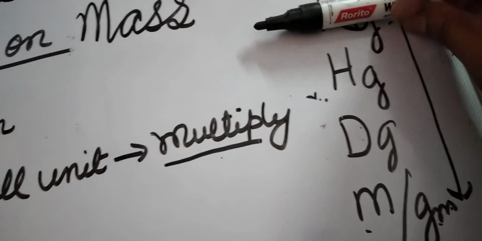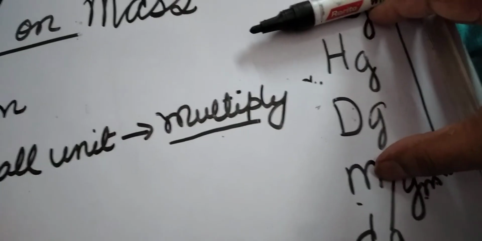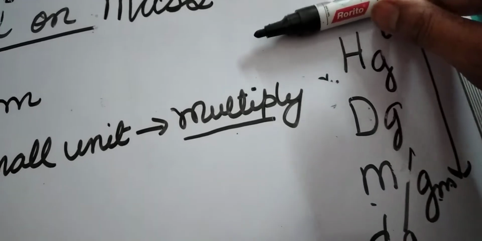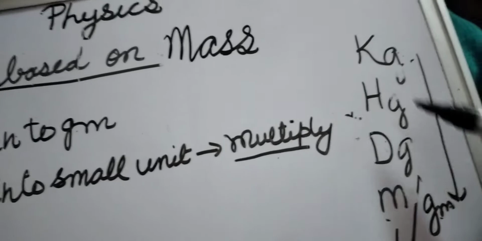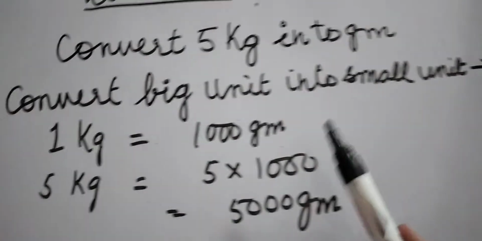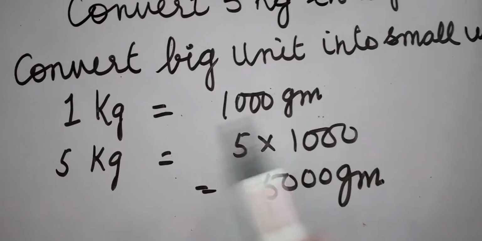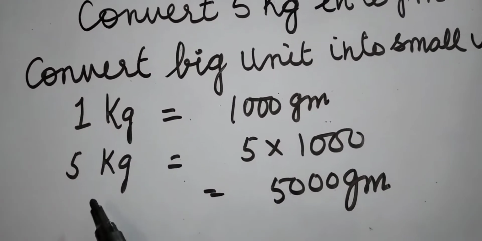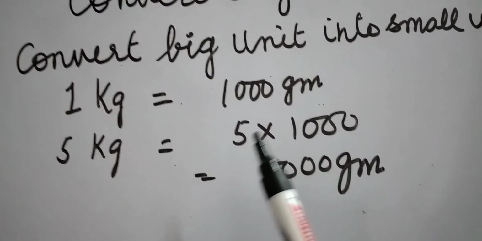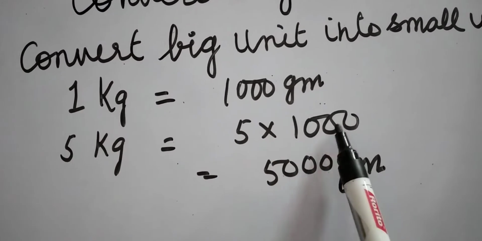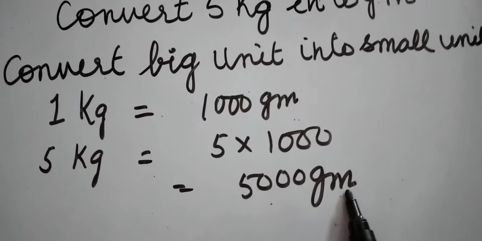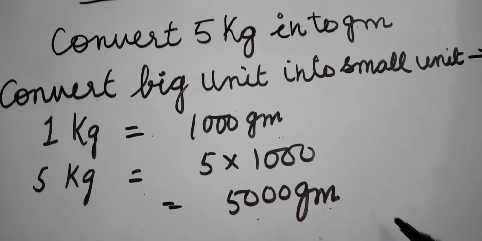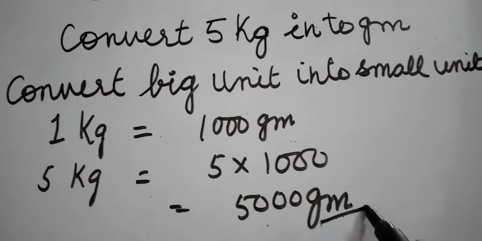So 1000, we have to hide this. 3 places we are coming down. 1 step, 2 step, 3 step. 1 0, 2 0 and 3 0. Multiplied by 1000. So at the place of 1 we will write 5 kilogram. 5 kilogram is equal to 5 multiplied by 1000. 5 ones are 5. 5000 gram. Gram is the unit. Understood, children? So always remember to write the unit.